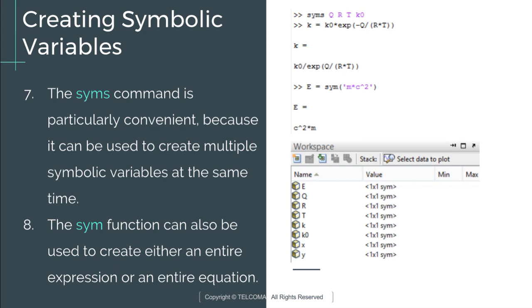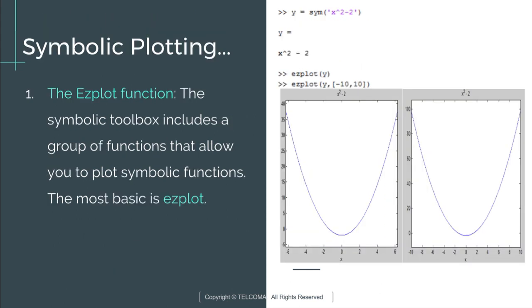The syms command is particularly convenient because it can be used to create multiple symbolic variables at the same time. The sym function can also be used to create either an entire expression or an entire equation. Next is symbolic plotting. First is the ezplot function. The Symbolic Toolbox includes a group of functions that allow you to plot symbolic functions. The most basic is ezplot.